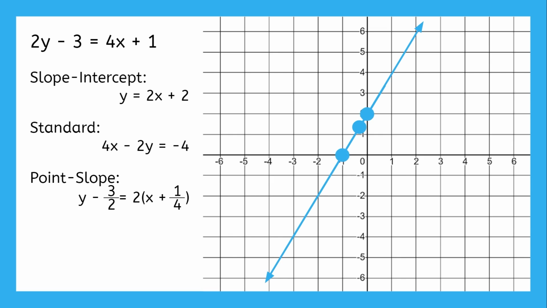Okay, so that last one might seem a little too complicated to bother with, but that's why it's good to see that there are 3 different forms. If one of them seems too complicated to work out, there are 2 others you can still use to get the same line.